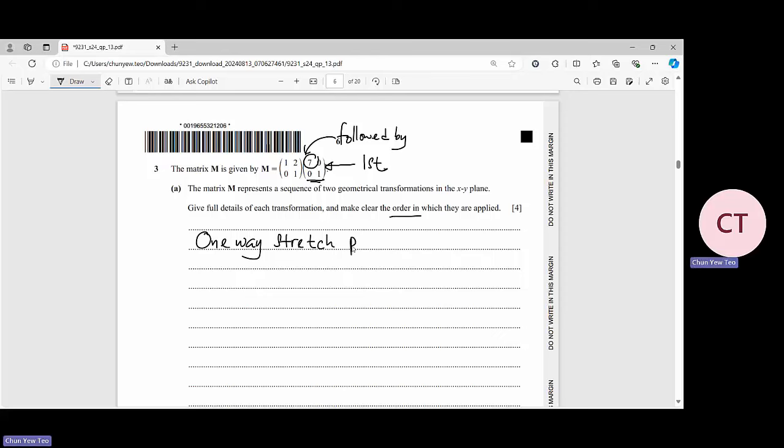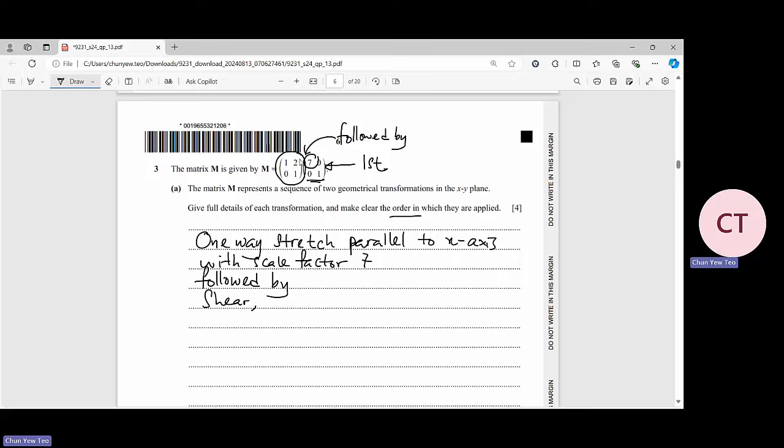Okay, parallel to the x-axis with a scale factor of 7. So this is the first transformation. Then we use a keyword, followed by. So the keyword is followed by the second transformation, followed by what? Followed by this transformation. So this transformation is shear.